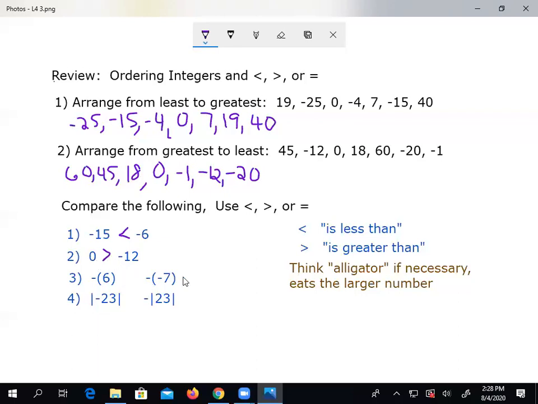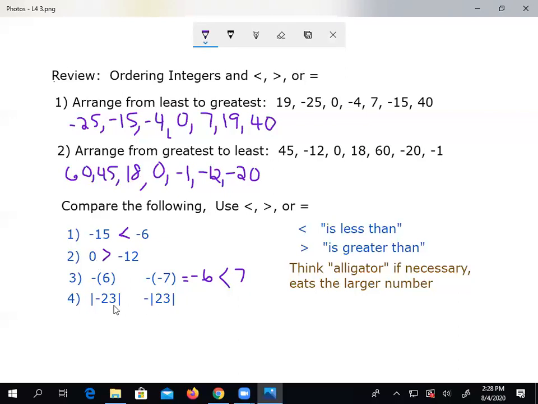This one I've got a little bit of work to do before I can actually do it. So the opposite of 6 is actually a -6, and the opposite of -7 is actually a +7. So I have to turn this problem into this problem. And then I can see that the 7 is the larger value, so -6 is less than 7.